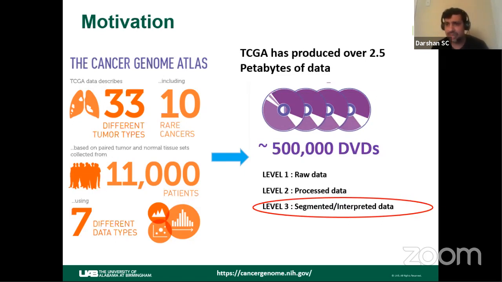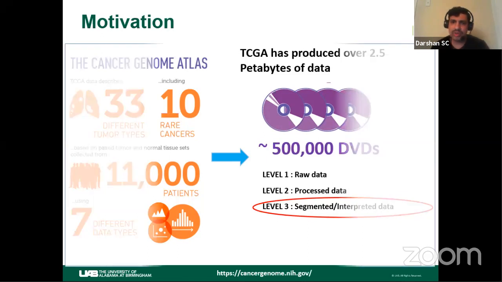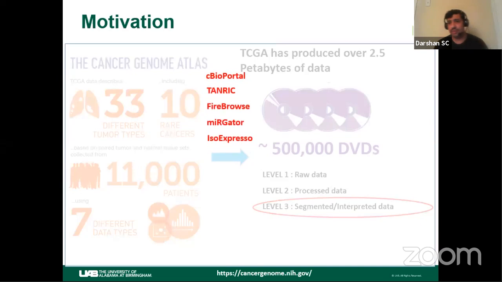Before we began the project, we wanted to make a survey in 2015. Are there any tools which have already done this? They have used this segmented or level 3 data and developed a portal. When we checked at that time, there were many. These were the most famous at that time: cBioPortal, I believe some of you might have used this, TANRIC, Firebrowse, miRGator, IsoExpress. Each of them was developed for different objectives.